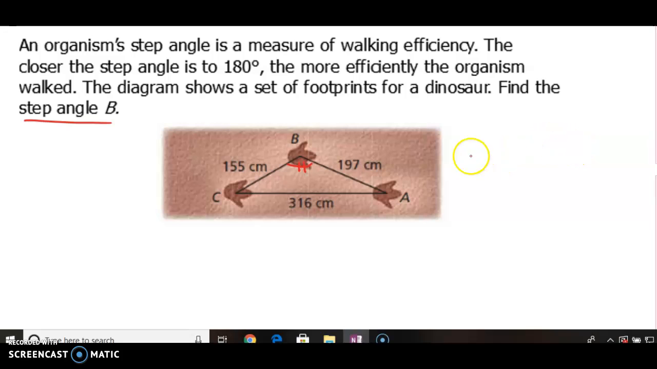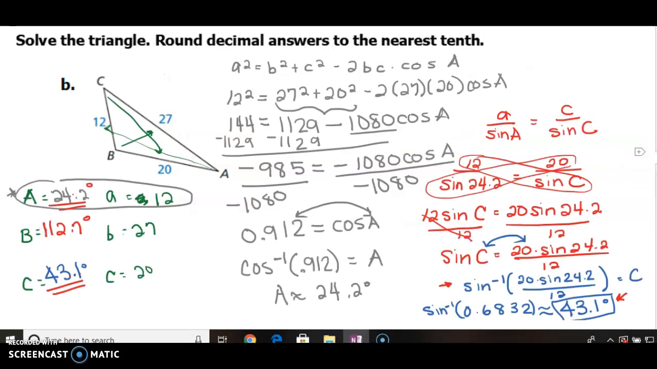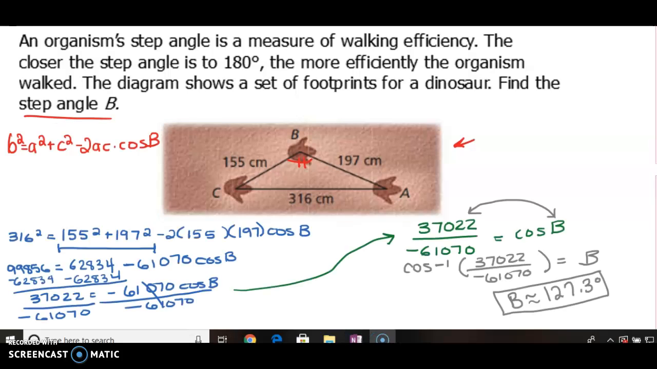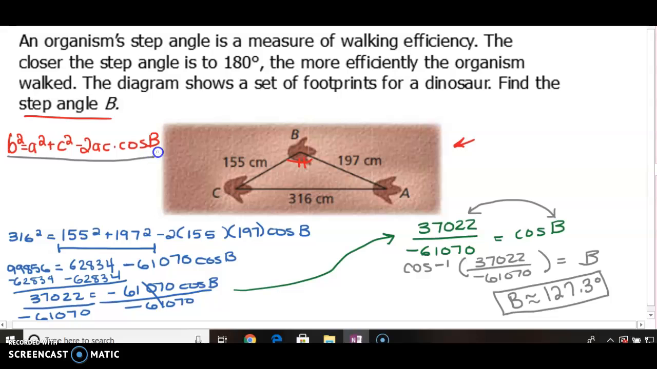So I want you to go ahead, use this diagram to find angle B, and use this as an example because this is pretty much the same thing except a lot less work here because we don't have to find all three angles. So go ahead and find angle B. All right, so when we do this, we're going to use this equation because that's the only equation we have that even has angle B in it. Okay, so I'm just going to plug in what I know. So 316 squared equals 155 squared plus 197 squared minus 2 times 155 times 197 times the cosine of B.